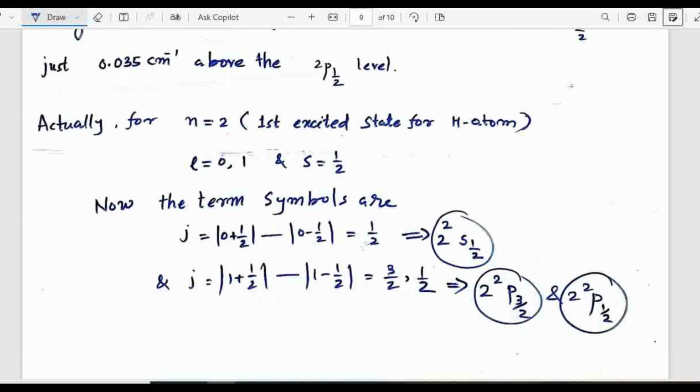If you see that for n equal to 2, there are two l values. L can be 0, l can be 1, and s equals half per electron. If you find the term symbol for l equal to 0, the term symbol is 2s 1 by 2, and for l equal to 1 there are two term values, that is 2p 3 by 2 and 2p 1 by 2.